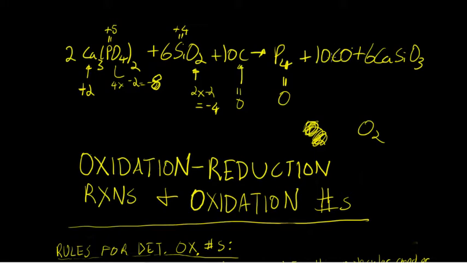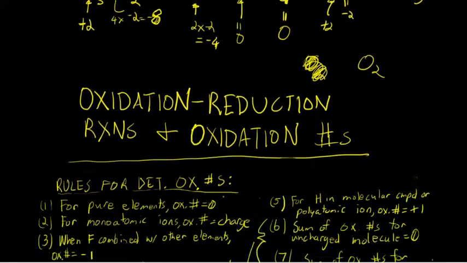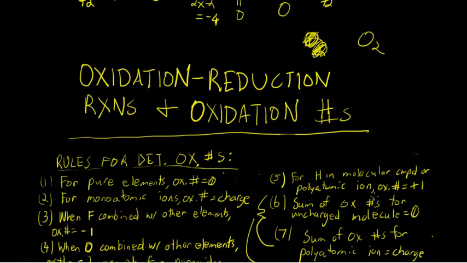Okay, now to carbon monoxide. Oxygen's oxidation number, we know this is -2, therefore carbon must be +2, because this is an uncharged molecule. So the sum of the oxidation numbers must be 0. That is rule number 6 here.